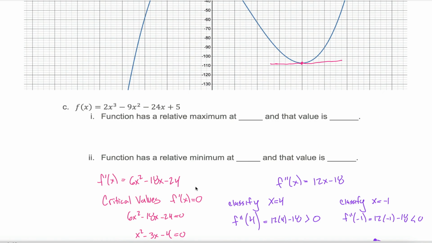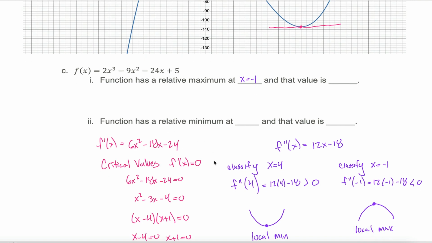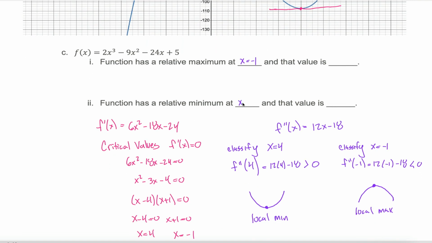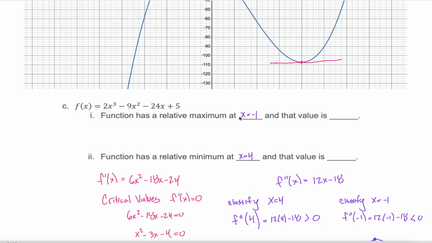Sure enough, it does. This function has a local or relative maximum at x equals negative 1, and it has a local or relative minimum at x equals positive 4. You might note that in this specific question, we didn't just want to know where the local or relative maximum and minimum were. We wanted to know what the local, relative maximum and minimum are. In other words, what is the value of the function at these points?